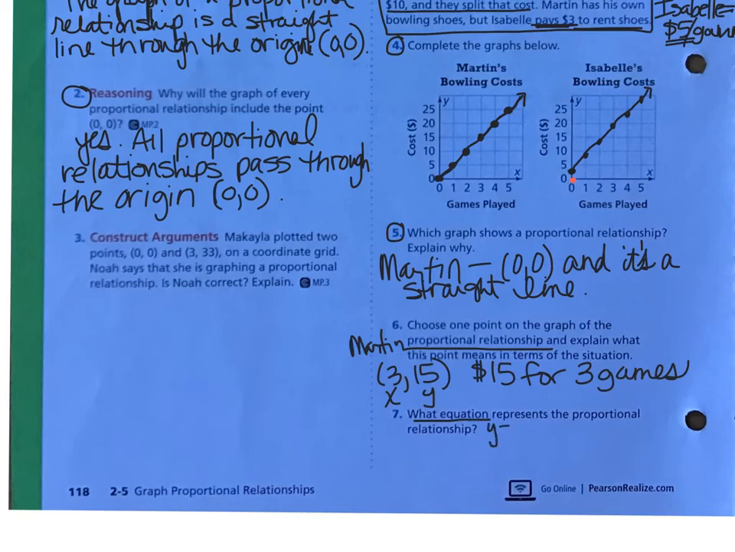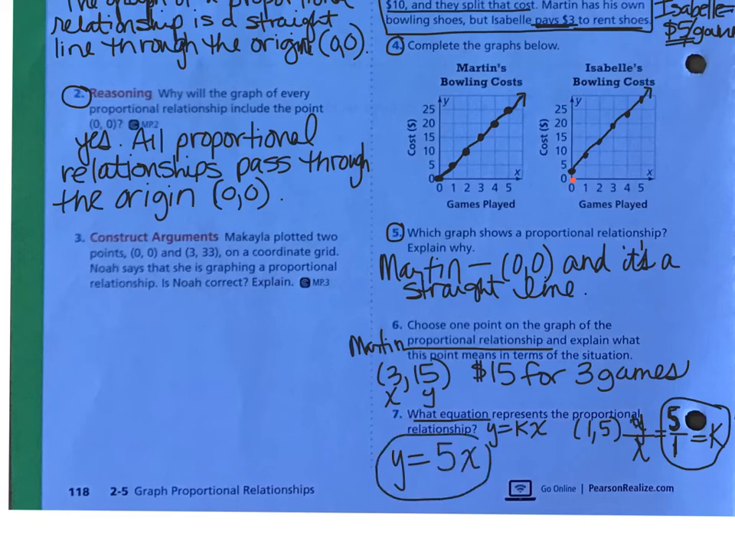So remember, what we're looking for here is the unit rate to replace with the K. In other words, for the proportional relationship, which is Martin's games again, we're looking for what is that unit rate value. In other words, how much does he pay for 1 game? Well, the ordered pair 1, 5 tells us that information. So our ordered pair 1, 5 would show us our Y number over our X number, or 5 over 1. And what that means is our K value is 5. So the equation is Y equals K, in this case we're going to put the 5, times X. Because the unit rate is $5 per game.